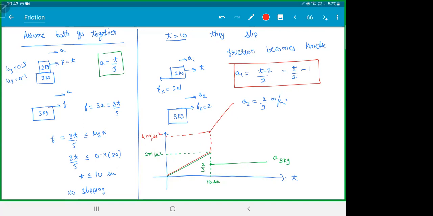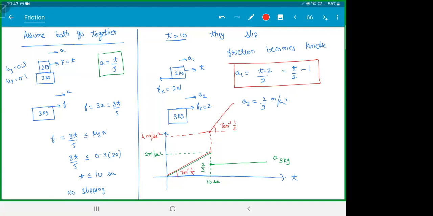Whenever you have mu s and mu k, the graph should have holes. There should be discontinuity. That way you can actually eliminate options. You can't have continuous graphs when you have mu s and mu k, because the value suddenly changes and you get a gap there. And this line's slope would be tan inverse half. And initially this slope will be tan inverse 1 by 5.